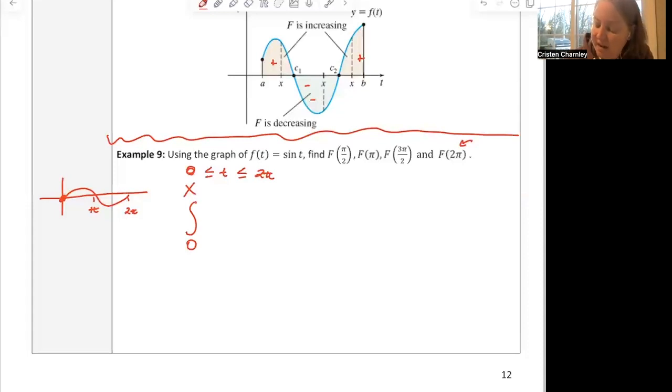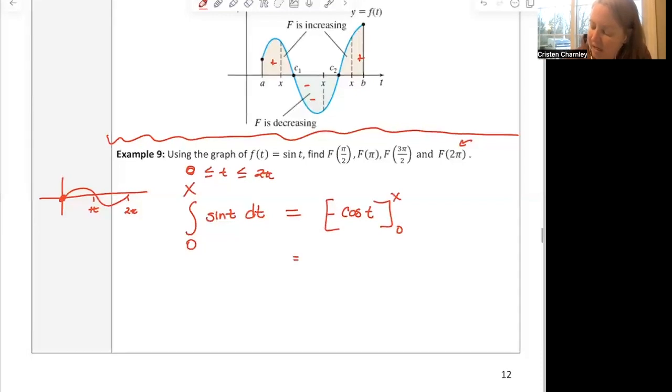So inside of there, we'll put the sine of t. You can't use x or t in both places. They have to be different variables. Otherwise, you wind up in a mathematical loop that you can't get out of. So 0 to x sine of t dt. So I know that the antiderivative of sine is negative cosine of t. This is between 0 and x. So I'm going to put in the x, negative cosine of x, minus negative cosine of 0.